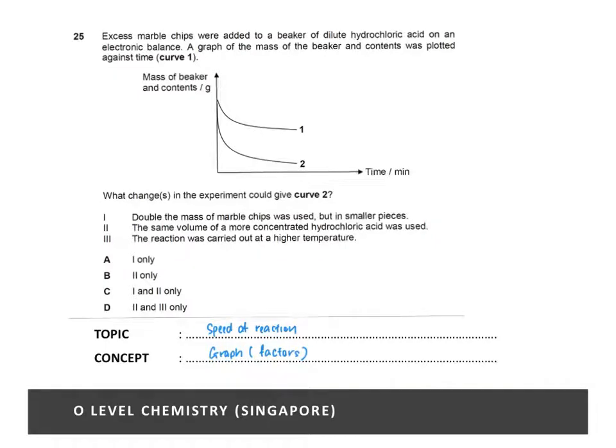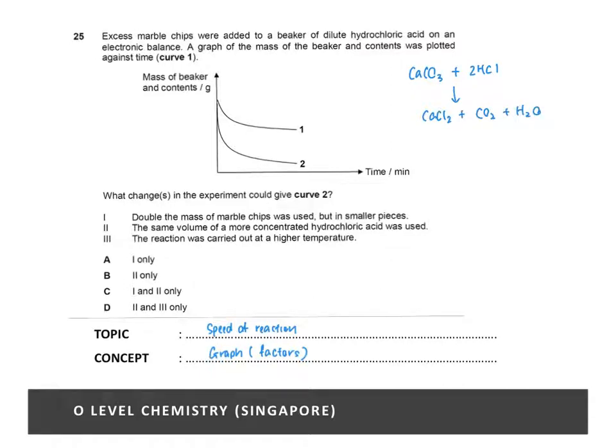Now this question is on the topic of speed of reaction, and we are looking at how different factors can affect the type of graphs that are obtained. The reaction that we're looking at is between marble, which is calcium carbonate, with hydrochloric acid, which will produce your salt, carbon dioxide, and water.